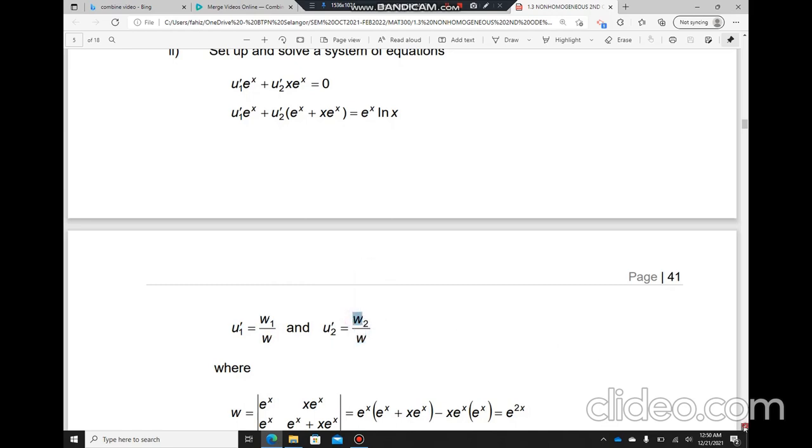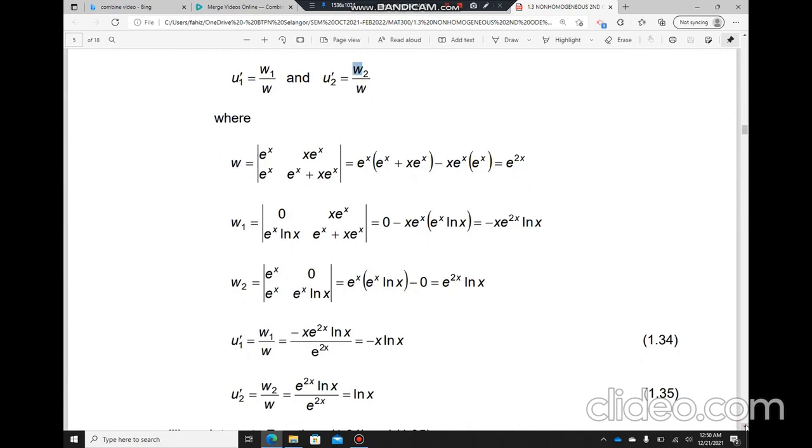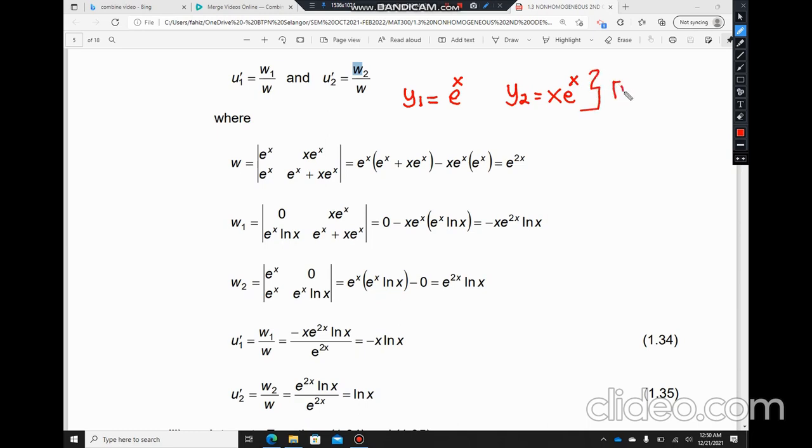Okay, kita tengok dekat sini. Macam mana kita nak tentukan W? Sebab tu saya kata pentingnya kita gunakan Y1 and Y2. Y1 kita ada tadi e^x and Y2 equals to xe^x. Yang ni kita dapat from Yc. So bila dah dapat Yc tadi, kita dah identify Y1 and Y2.